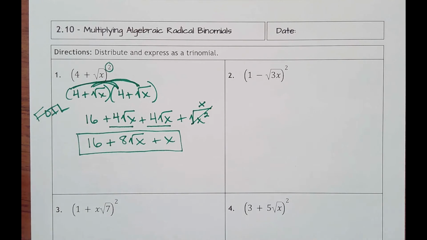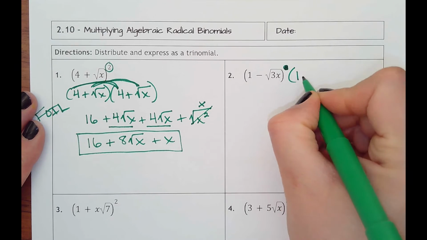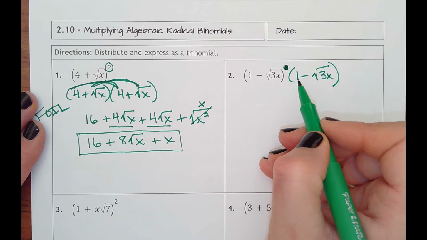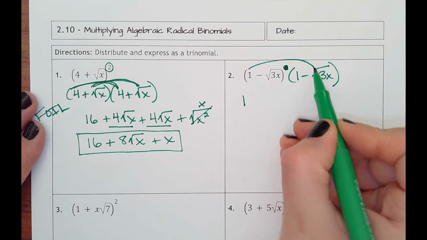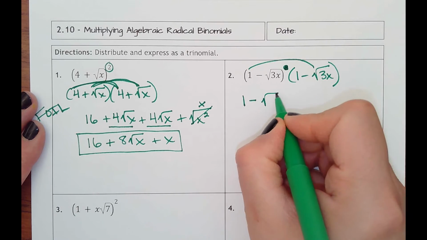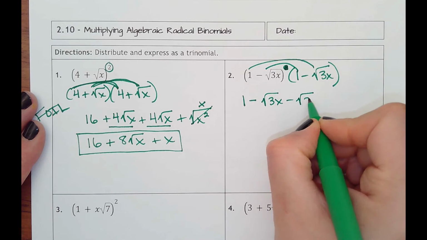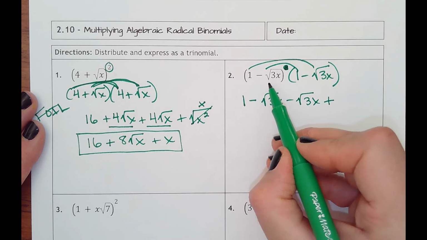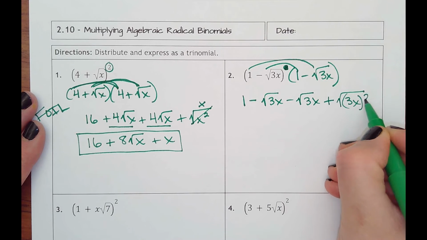Number 2, go ahead and write it out twice. And sometimes I'll get to where I'll just cross that out and write it again up here. 1 times 1 is 1. Outers, it's a negative times a positive is a negative square root of 3x. Inners will be that same thing, a negative square root of 3x. And then last, negative times negative is positive. We'll have the square root of this 3x happening twice.